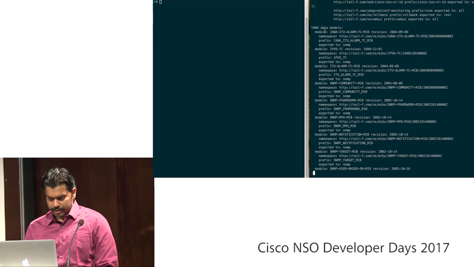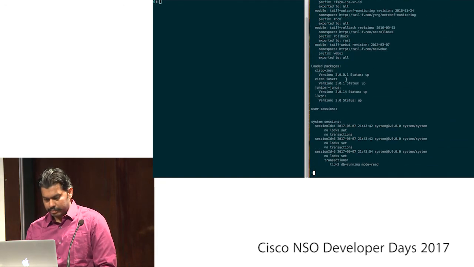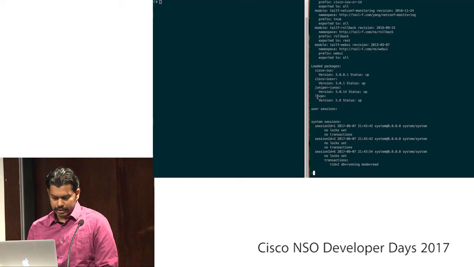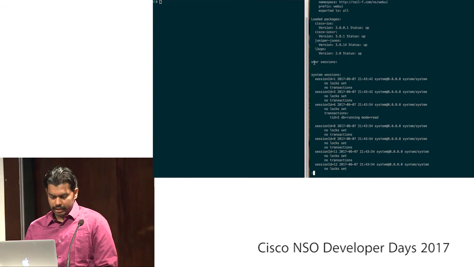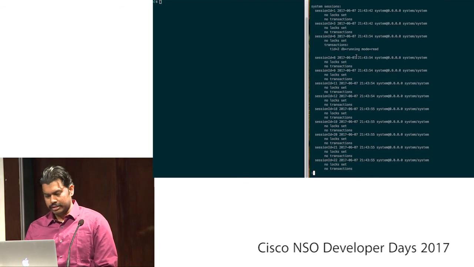And then you have information about the data models. So you have the module name, the revision, namespace and prefix, and what interface it's exposed to. After this, you have all the loaded packages and their versions. So I have these NEDs, and this is from the MPLS VPN example. Then you have all the currently active user sessions. There is no user session active now, but there are a lot of system sessions. System sessions are internal sessions used by NSO.